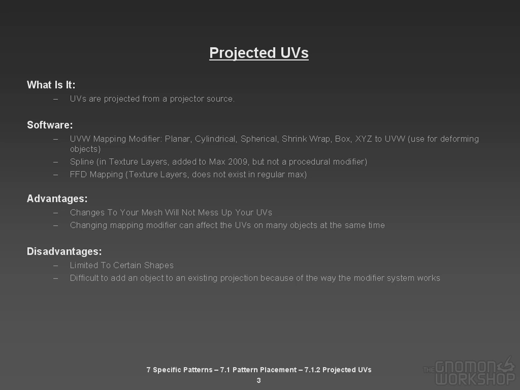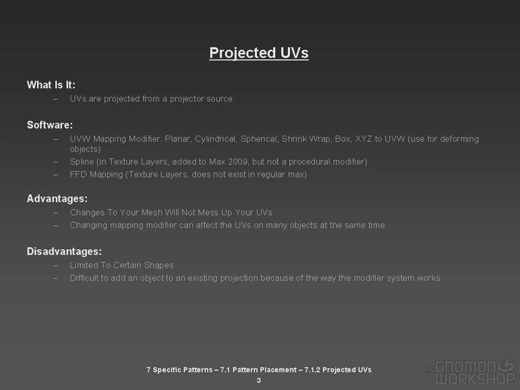So the advantages of using projected UVs is, first of all, that changes to your mesh will not mess up your UVs, unlike the specific UVs. And also changing the mapping modifier can affect the UVs on many objects at the same time. So now the disadvantages of projected UVs is that you're limited to certain shapes, like the ones that I mentioned above.